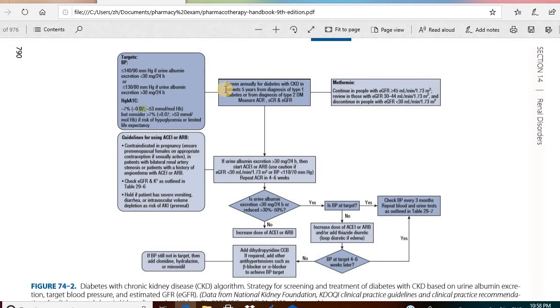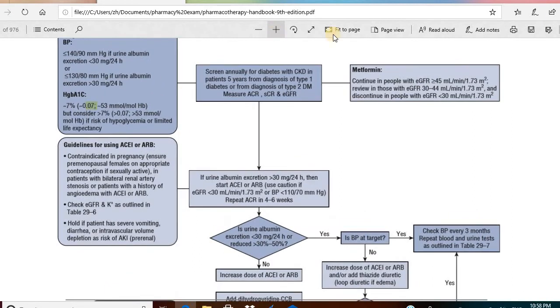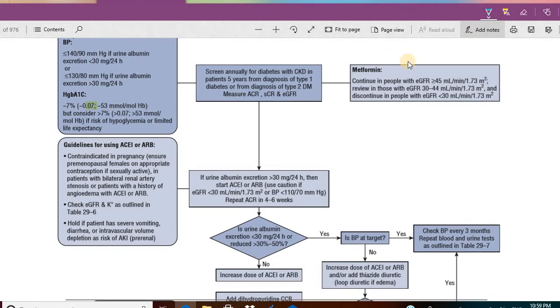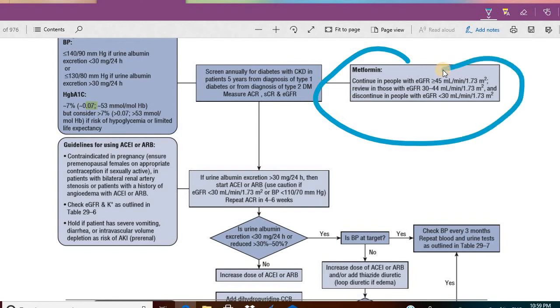So this is to screen annually for diabetes with CKD in patients 5 years from diagnosis of type 1 diabetes or from diagnosis of type 2 diabetes mellitus. Metformin, you can continue with the metformin. Continue in people with eGFR less than or equal to 45 and review in those with the eGFR like this, and discontinue in people with eGFR less than 30.